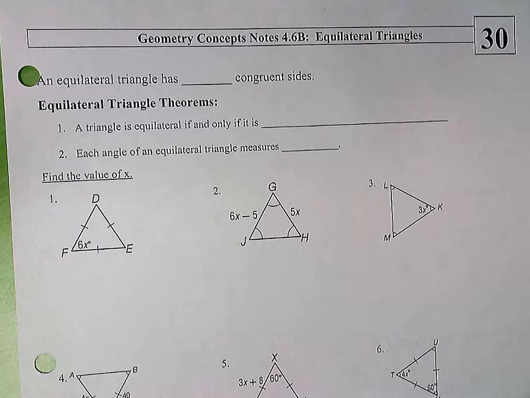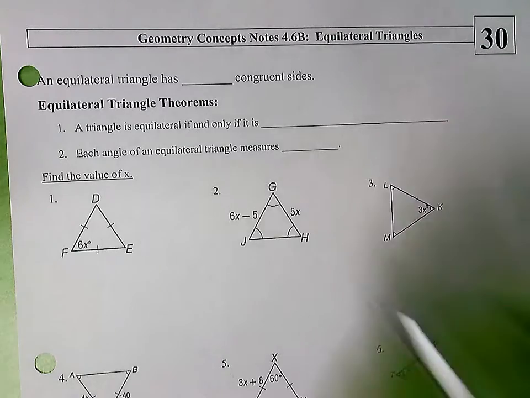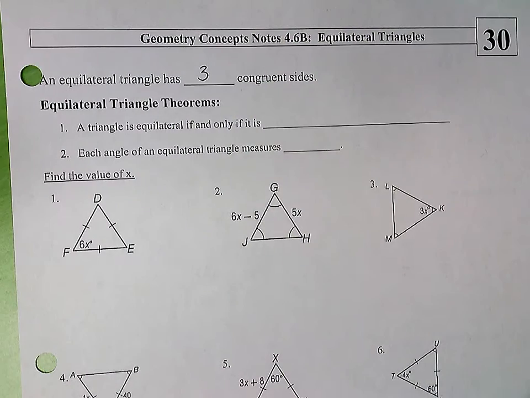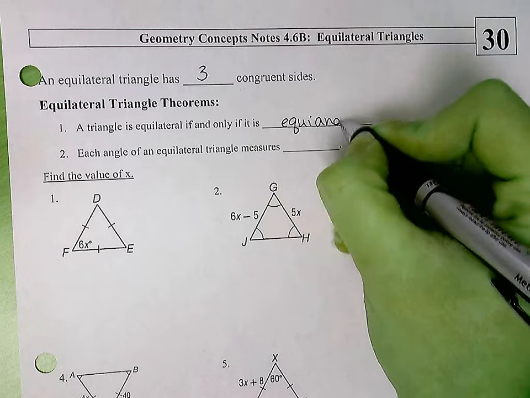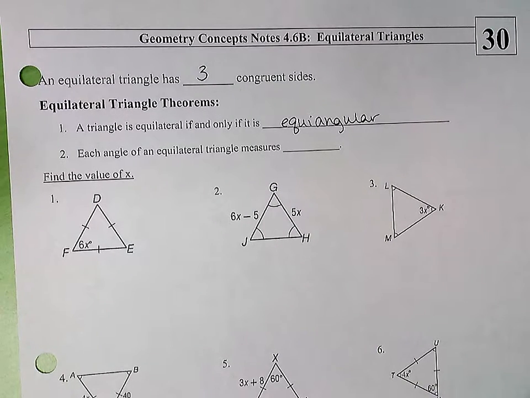So looking at our notes for today, it's similar to what we did yesterday, but now we're working with equilateral triangles. An equilateral triangle has 3 congruent sides. Okay, so all 3 of your sides are going to be congruent. Now the equilateral triangle theorem states a triangle is equilateral if and only if it is also equiangular. Okay, meaning all of your angles are the same.